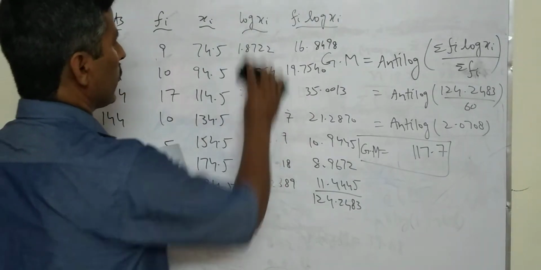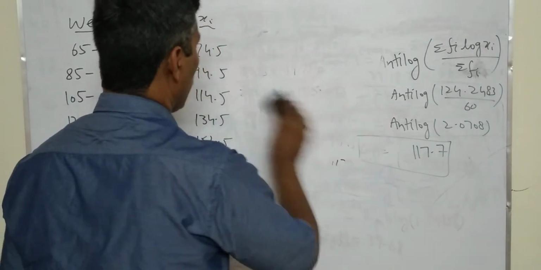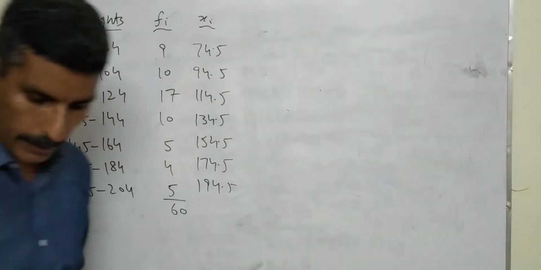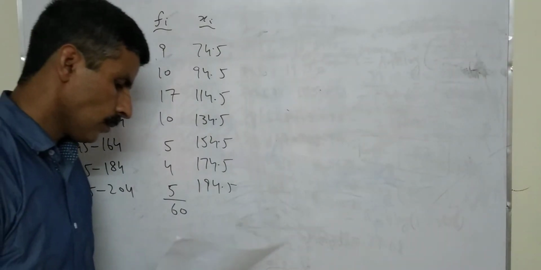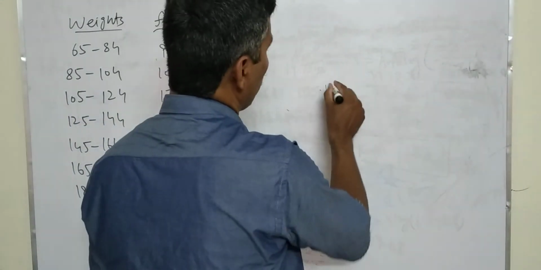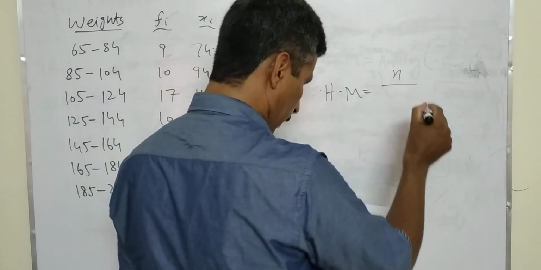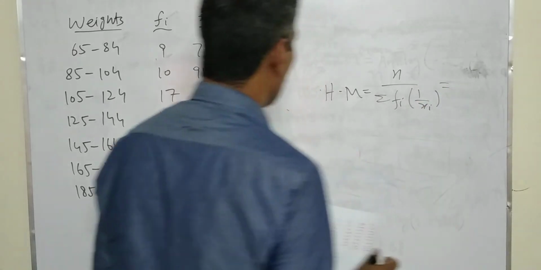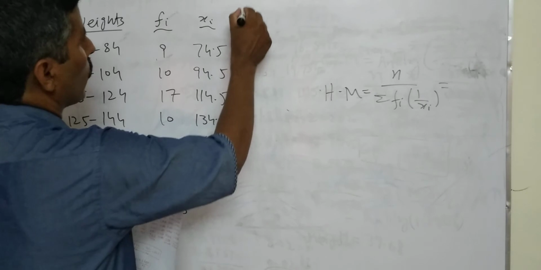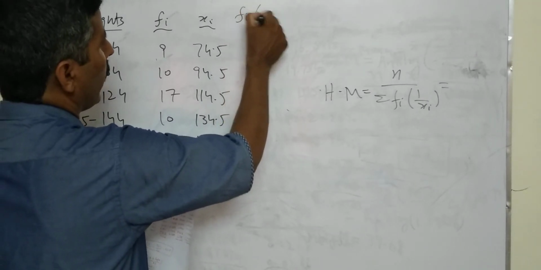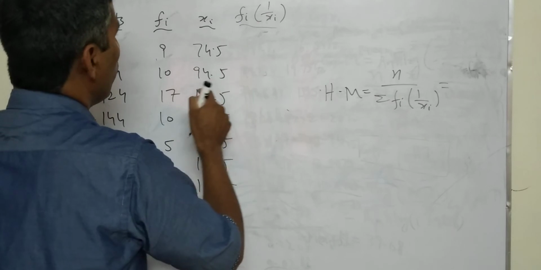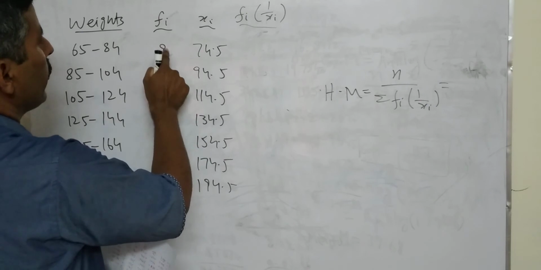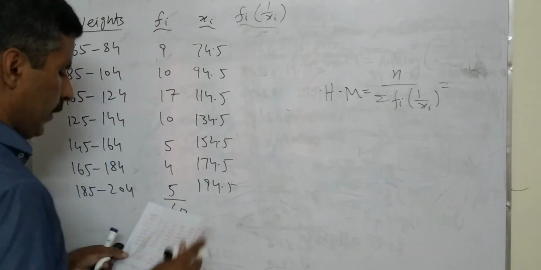The last one is harmonic mean. For harmonic mean, we will make some changes in the same formulas and we will get harmonic mean. Now the formula for harmonic mean is equal to n divided by summation fi multiplied by 1 by xi. So now what is 1 by xi? 1 by xi is a reciprocal. So fi will be multiplied by 1 by xi. First you will calculate the reciprocal, 1 divided by 74.5. The answer will be multiplied by 9, which is fi, the frequency.